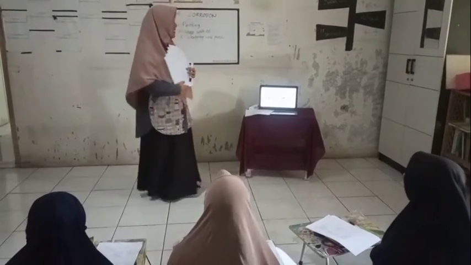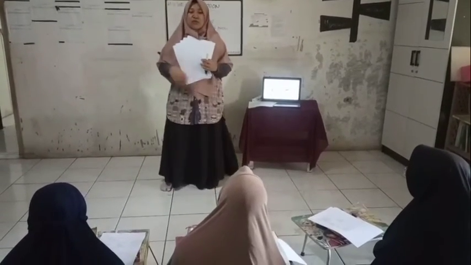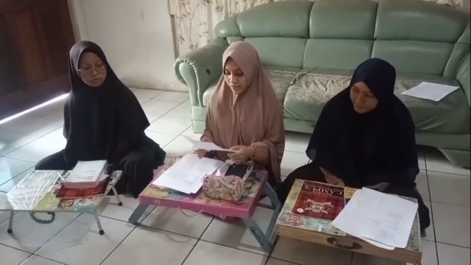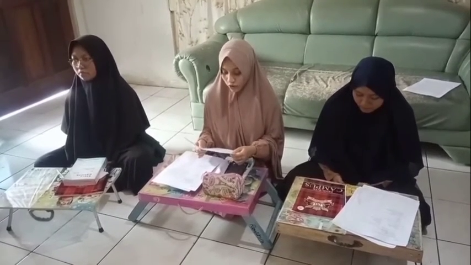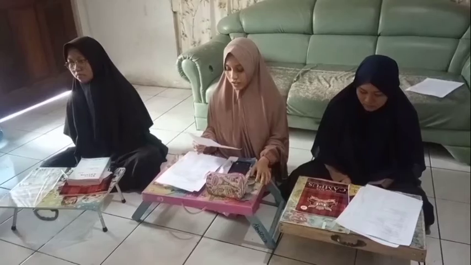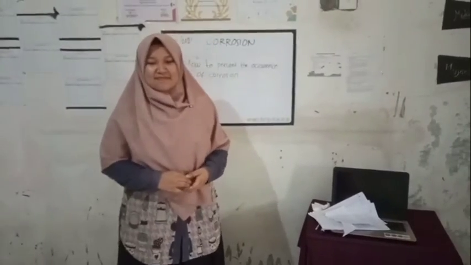Okay, from this explanation, now who can make a conclusion about our material today? Okay, Tiara, please. The conclusion of today's material: there are several ways to prevent corrosion, namely 1. Painting, 2. Grease with oil or grease, 3. Wrapping with plastic, 4. Tin plating, 5. Chromium plating, 6. Sacrificial anode, 7. Galvanization, 8. Control air humidity. Okay, thank you, Tiara.